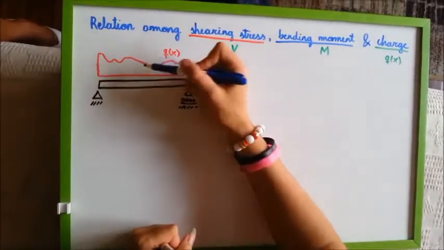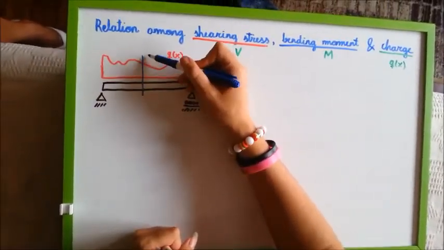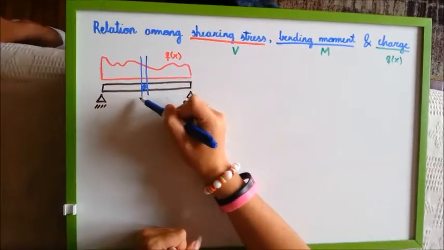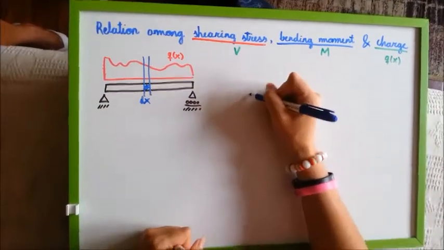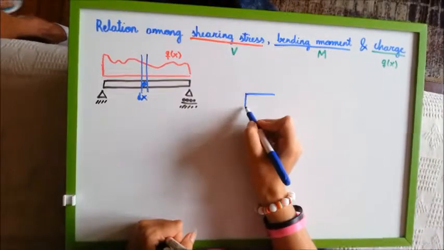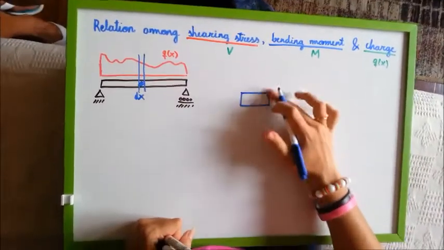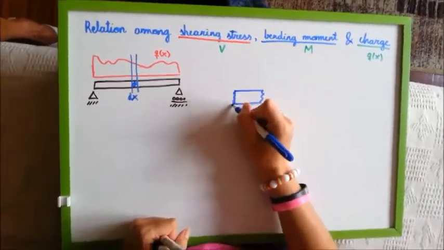Okay, now we'll take a differential part of this beam, like this piece, that is dx. So let's make it bigger here. Okay, this is a beam.